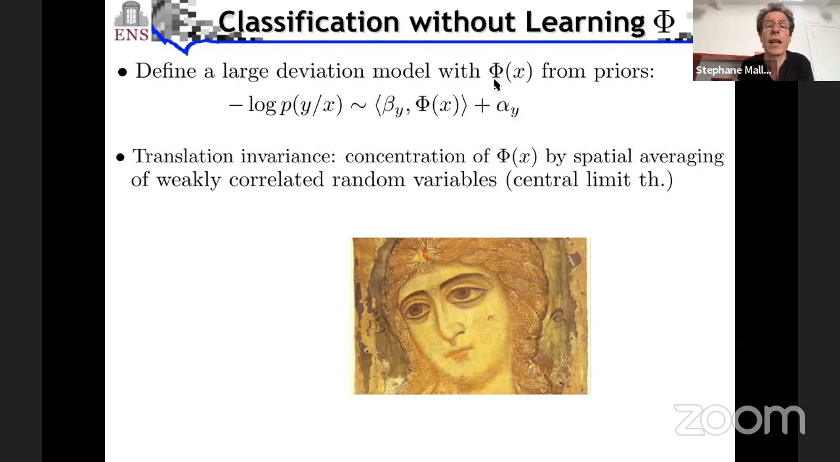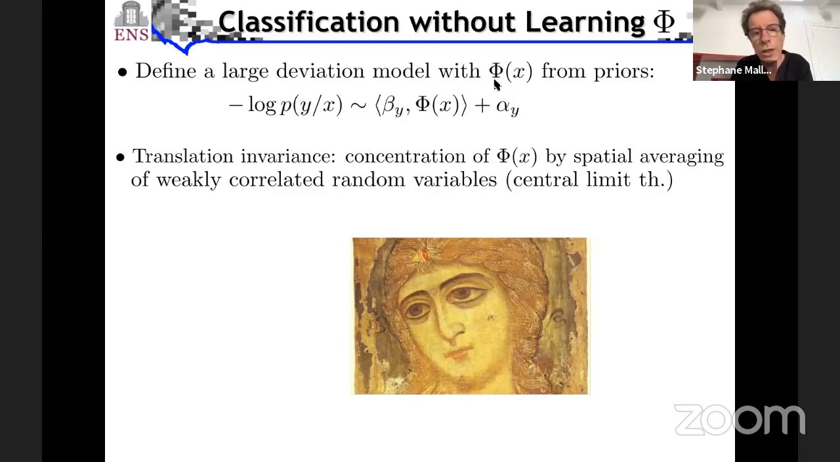So for any class Y, you want that phi of x concentrate on a very small zone, the corresponding manifold, that becomes more and more concentrated, as we saw in the previous talk. And you would like to understand what kind of mathematics would allow you to obtain such a concentration.